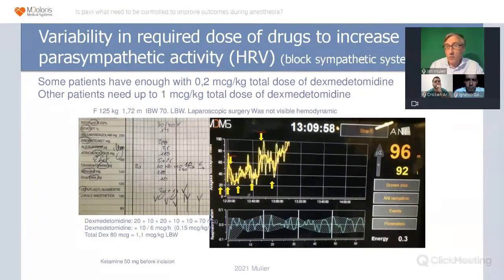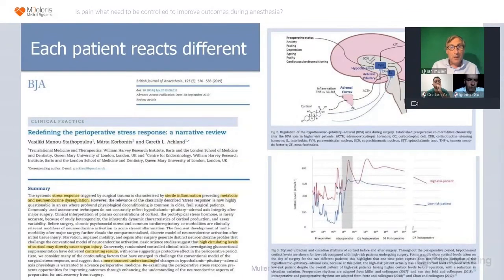And the sedation problem was not that big because he had a lot more sympathetic stress requiring more of this drug. And I think that's an important aspect. You can give everyone 1 microgram or even higher, and then you don't need to monitor anything, but you will have patients where you have really overdosed dramatically. Each patient really reacts differently.